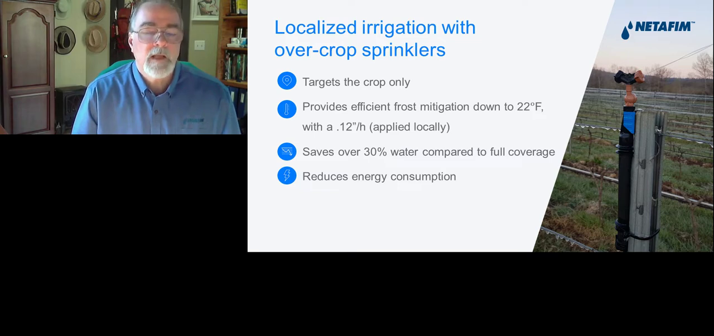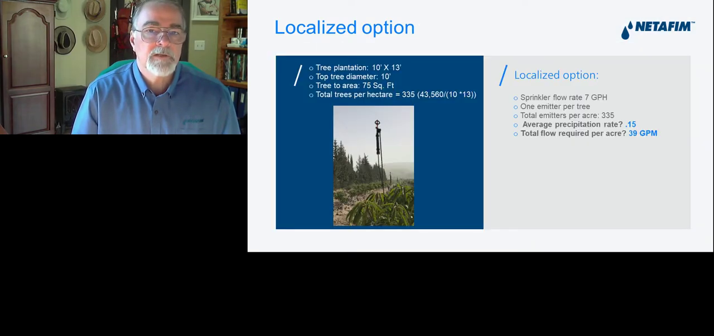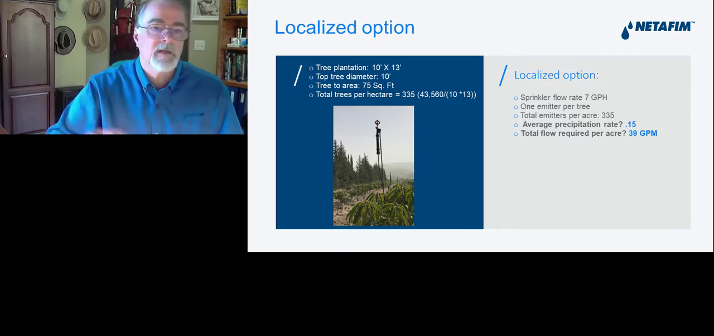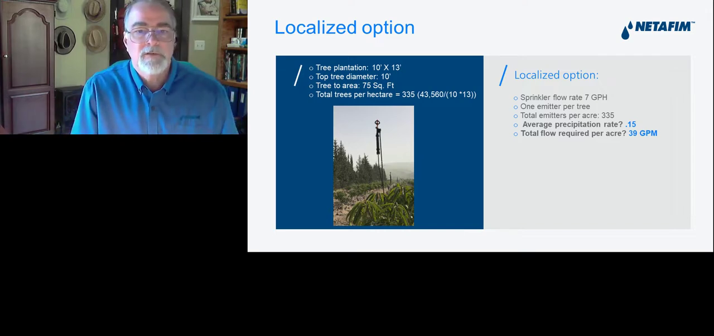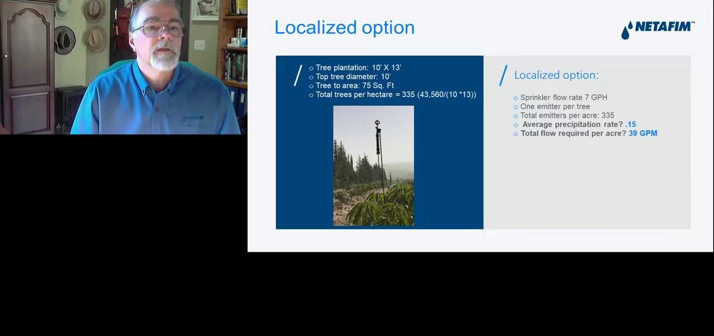Then we get into the localized option. And this is the sprinkler that's focused on a tree. That's all we're trying to cover. Just one single tree. We're not trying to do a strip. We're not trying to cover everything in between. Every tree has its own sprinkler. In this case, we've got a 10 by 13 spacing. Our tree tops are about 10 feet. So we figure our square feet up, and we can do the math on a precipitation rate.